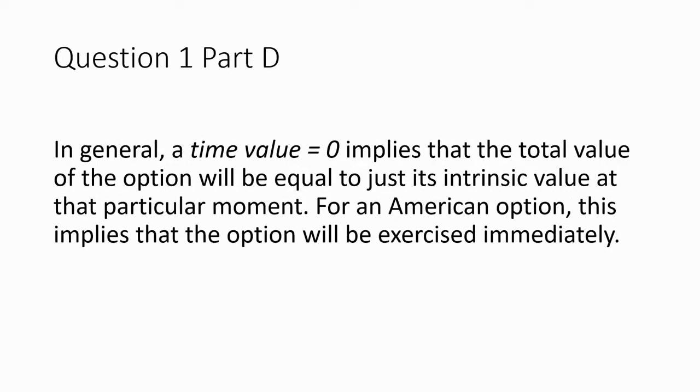Finally, for part D, we were asked to discuss what the time value of 0 implies. So in general, a time value of 0 implies that the total value of the option will be equal to just its intrinsic value at that particular moment. For an American put option, this implies that the option will be exercised immediately.